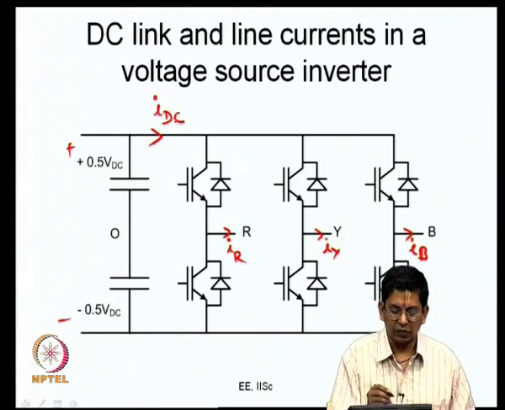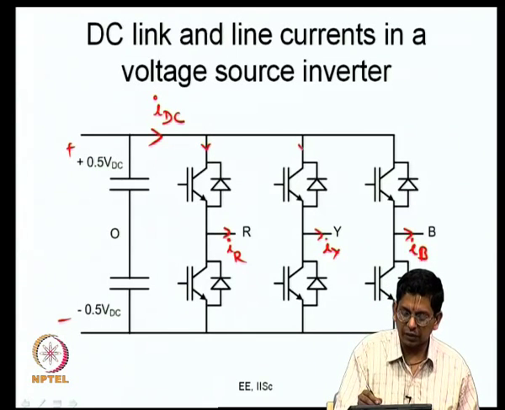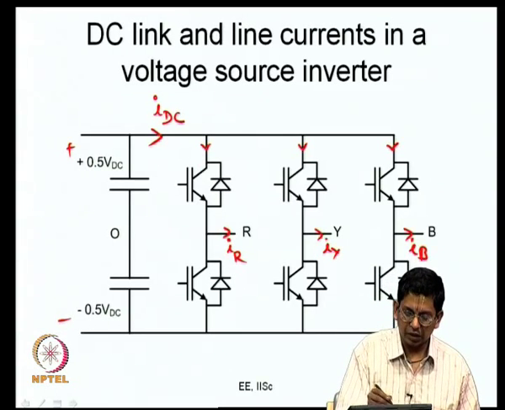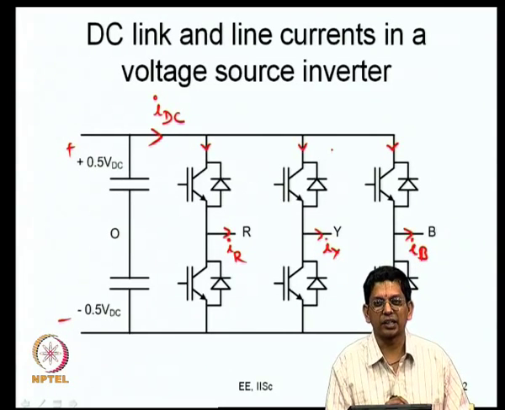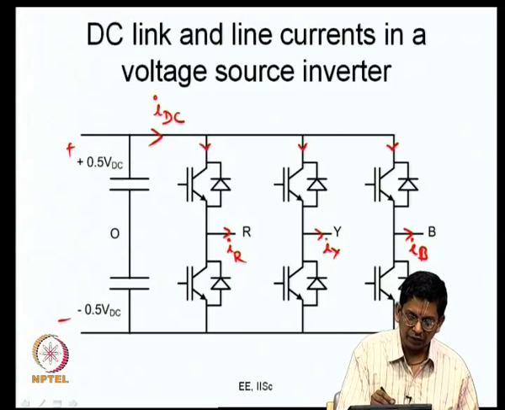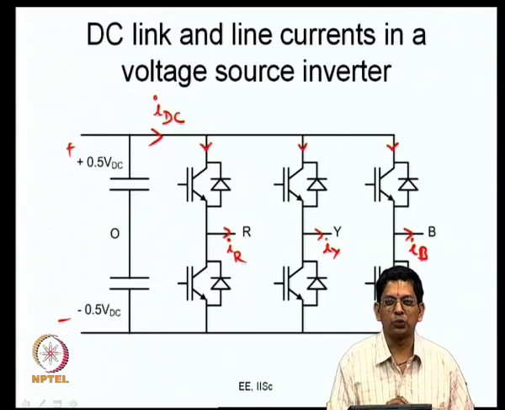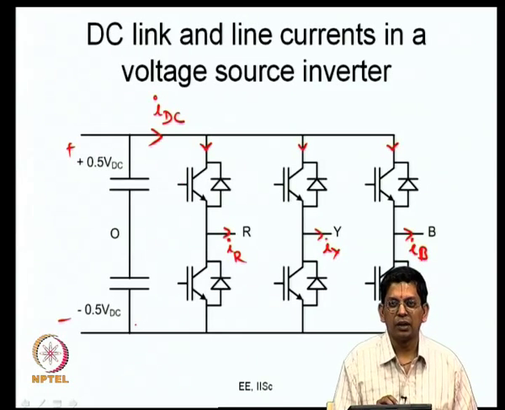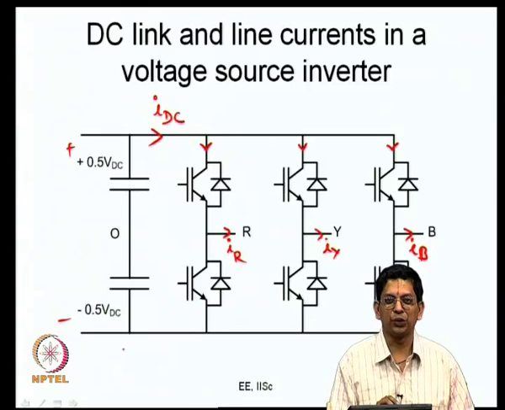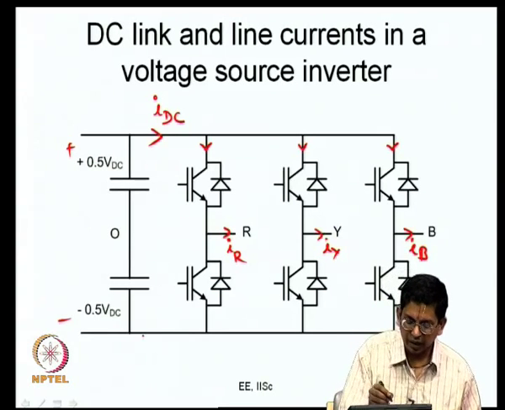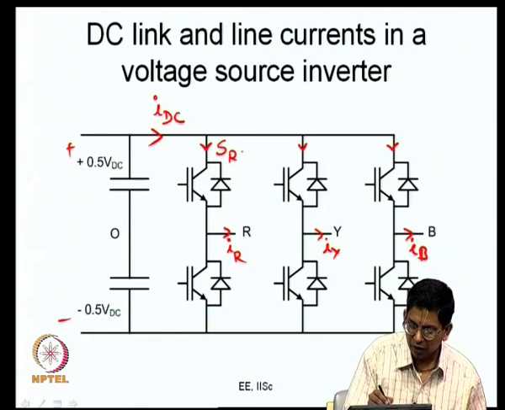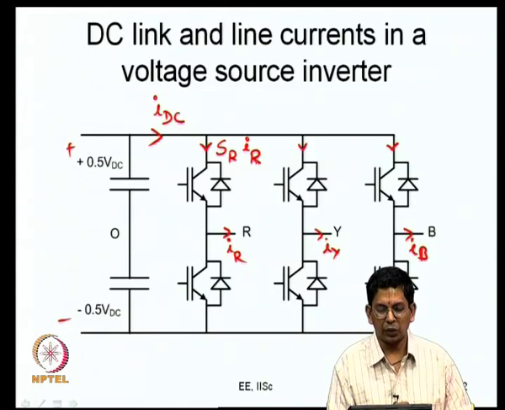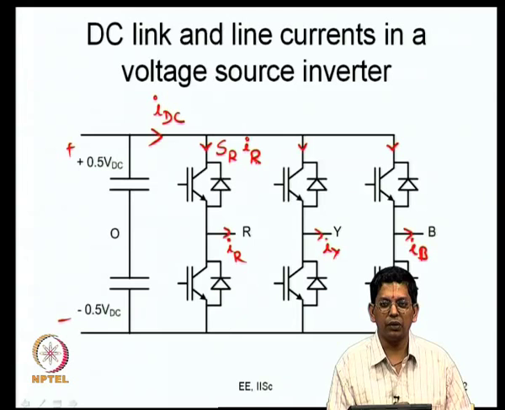As you can very clearly see, this is just KCL. It is the sum of these 3 currents here. Now, the question is what is that current? The current, as I have indicated here, can take 2 different values. One is it can be equal to IR if the top device is conducting, or the current can be equal to 0. So, you can say that the current here is SR times IR. When SR is equal to 1, it is IR, when SR is equal to 0, it is 0.